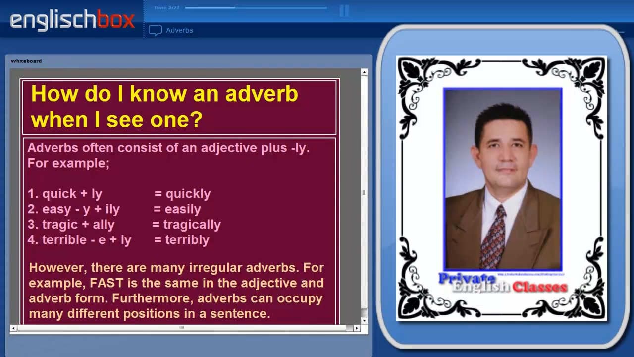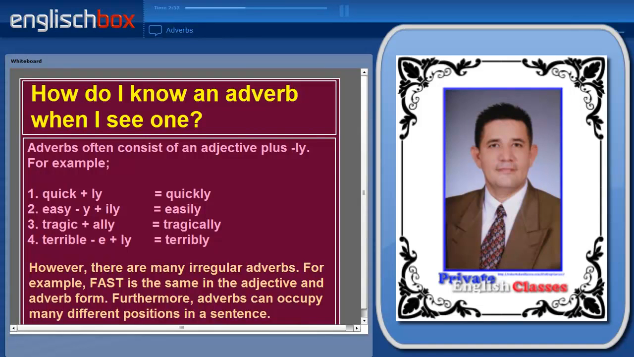If the adjective ends in ic, like tragic or automatic, then we normally add the letters ally. So tragic becomes tragically and automatic becomes automatically. And finally, if the adjective ends in e, then we normally remove the e and add ly. So terrible becomes terribly, or true becomes truly.